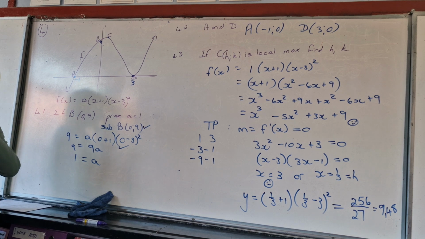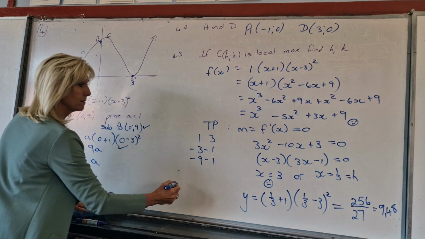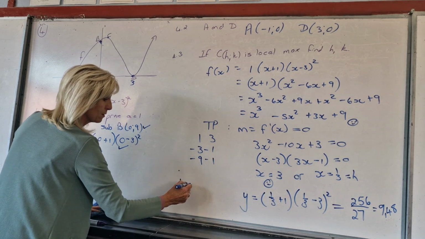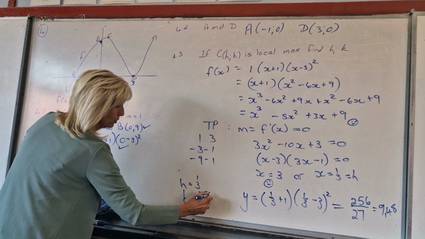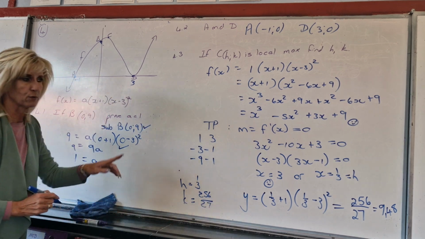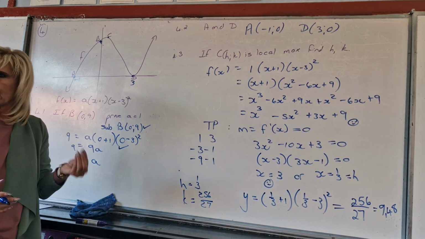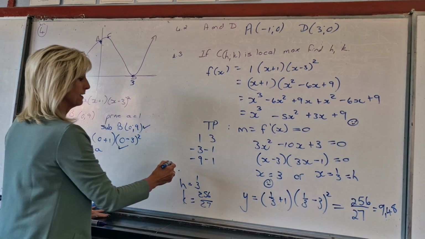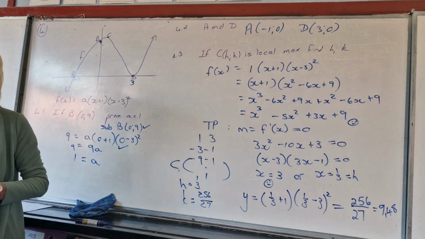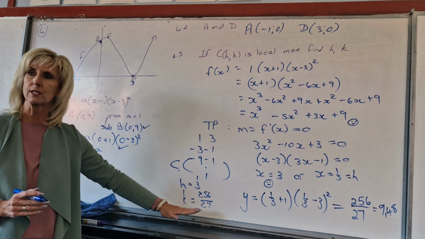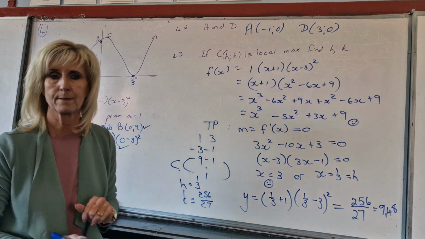Did I answer the question? No. There goes my marks. Please tell them that h is a third and that k is whichever one you want to use. That one's more accurate, because remember the moment you round off it's not as accurate as it was. Or you could even have written C's coordinates there as well. But they didn't want that, they just wanted h and k. Answer the question.